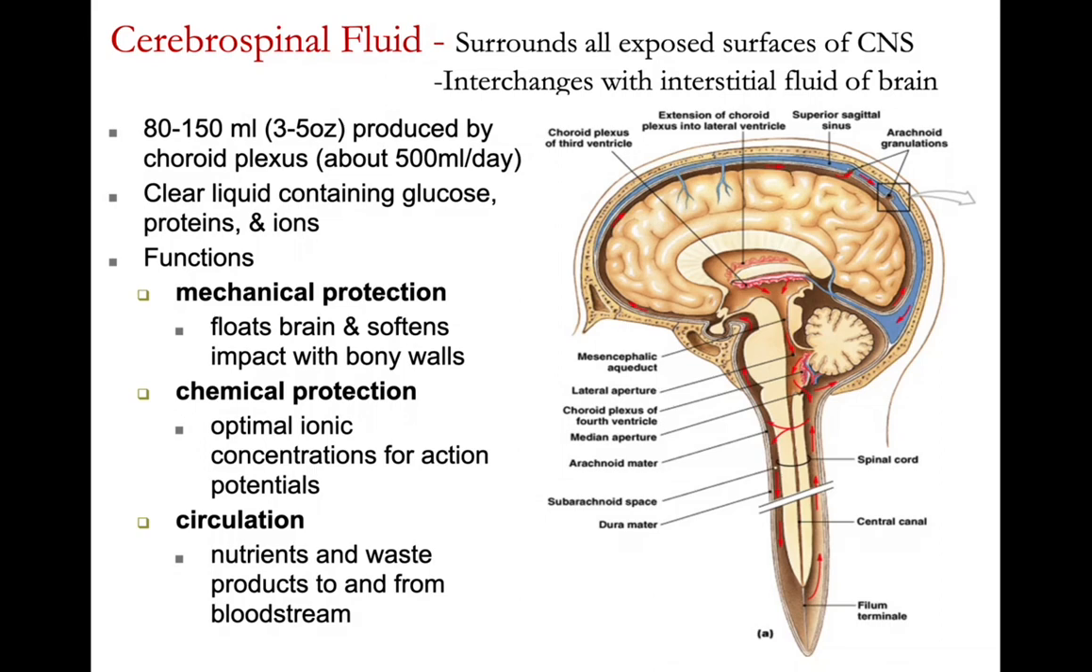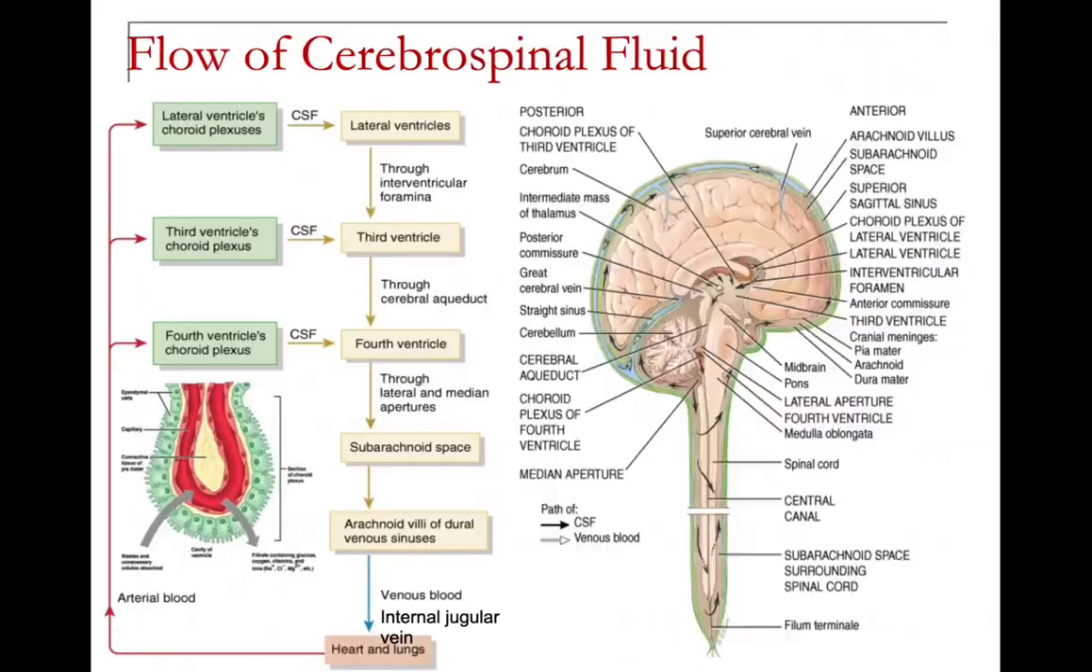If you do hold it up in front of a white piece of paper, you can actually see there is a slight color to the liquid. It's not clear like water. So functions: mechanical protection. The brain is going to float in there and it will help soften the impact against the bony walls. Chemical protection: it's got optimal ionic concentration for action potentials. And you should have a lot of those going on in the brain. And then circulation: nutrients and waste products can be carried to and from the bloodstream this way.